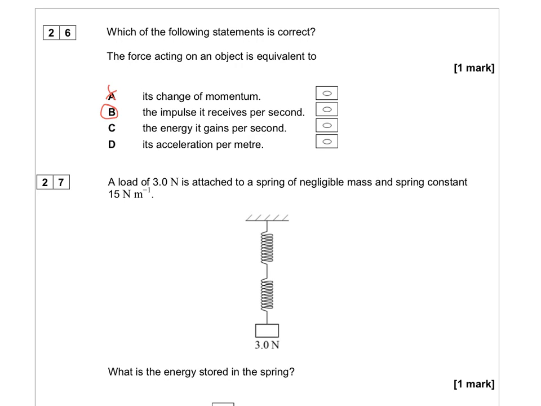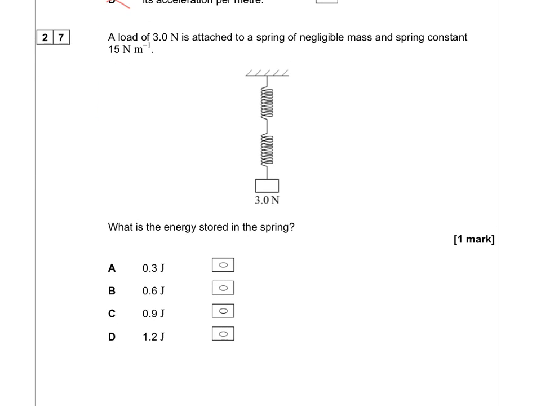The energy it gains per second, that would be a power, so nope. Acceleration per meter would just give you a unit of s to the minus 2, which is not a force either, so that's rubbish. A load of 3 newtons is attached to a spring of negligible mass and spring constant of 15 newtons per meter. What is the energy stored in the spring?